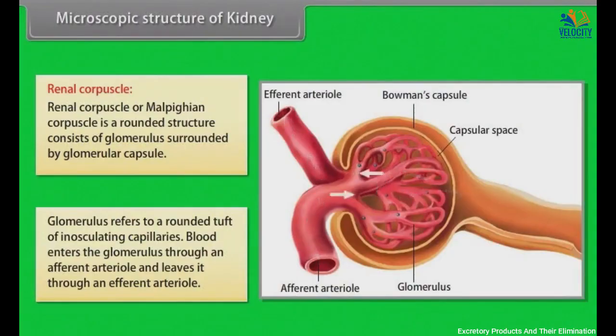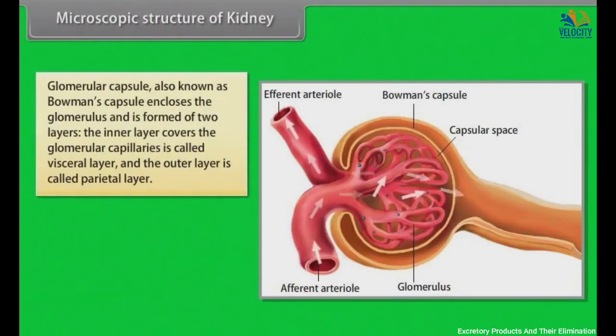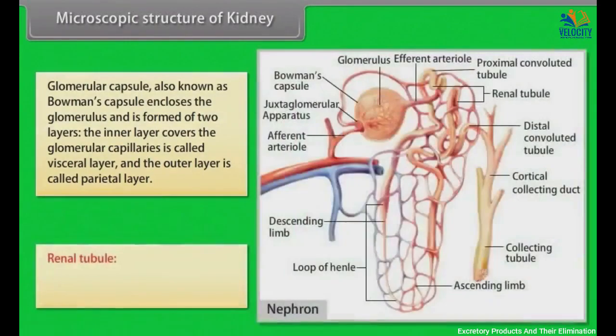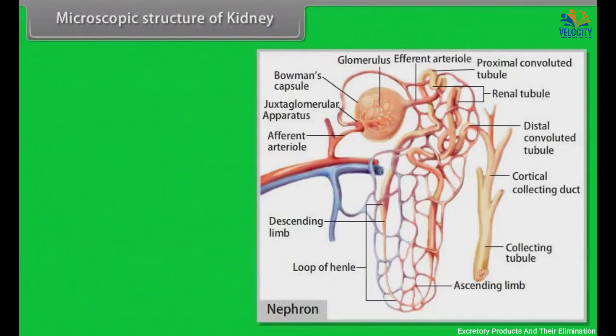Blood enters the glomerulus through an afferent arteriole and leaves it through an efferent arteriole. Glomerular capsule, also known as Bowman's capsule, encloses the glomerulus and is formed of two layers. The inner layer covers the glomerular capillaries and is called visceral layer, and the outer layer is called parietal layer. Renal tubule. It is a long complicated tubule that is divisible into following main parts.